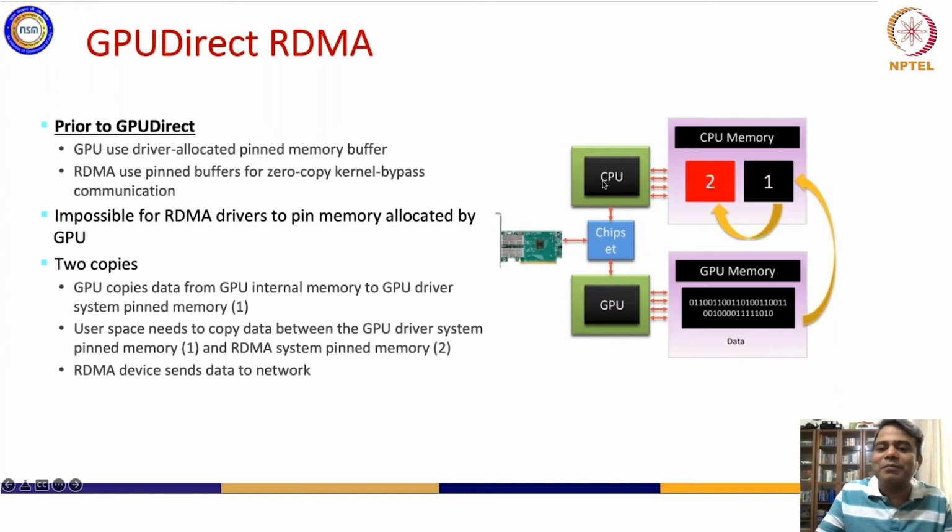If you look at a motherboard of a standard server, you will see a CPU, a chipset, and some PCI Express switch on the motherboard. The CPU will have the DRAMs, which are the memory. It will also contain a GPU. The GPU will have its own GPU memory, its own RAM.